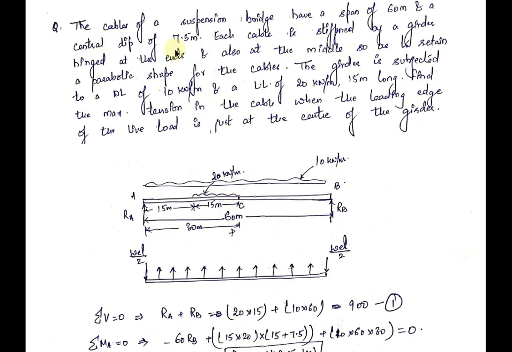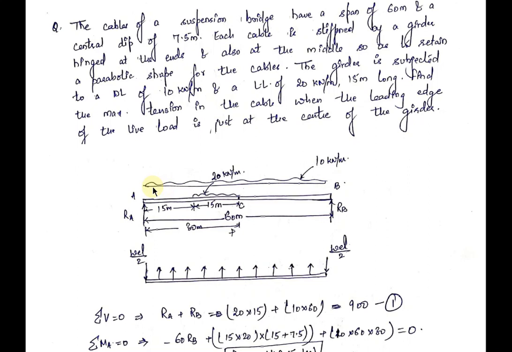Central dip of the cable means the value of small h is 7.5 meters, and it is given that the cable is stiffened by a 3-hinged girder so as to retain a parabolic shape. The girder is subjected to a dead load of 10 kilonewton per meter. So the first load that is acting on the girder is the dead load, its self weight. Dead load is the self weight or the permanent load which is attached to the girder. So the dead load is given as 10 kilonewton per meter.